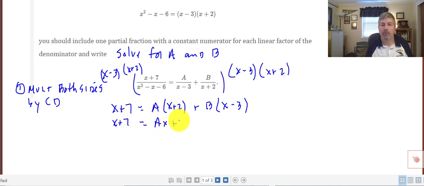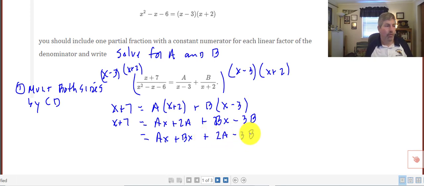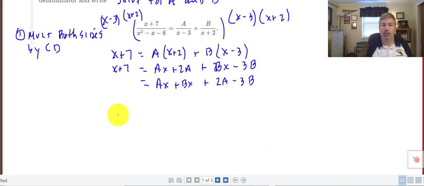Go ahead and distribute the A and B. So we get Ax plus 2A plus Bx minus 3B. We'll do a little rearranging here so our x's are together. So we have Ax plus Bx plus 2A minus 3B, and that, of course, is all equal to x plus 7. Well, we have a common factor here in Ax, Bx. That's why we arranged those. So we'll factor out that common factor, and we get x times A plus B plus 2A minus 3B.